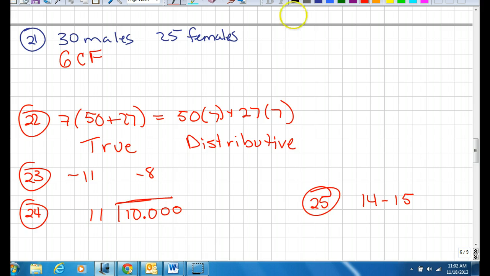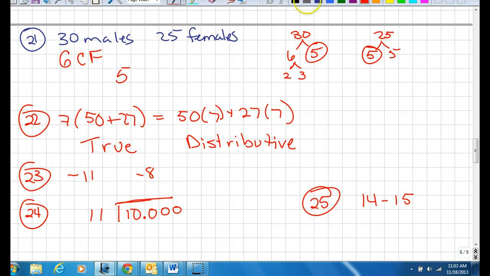So what we're going to do is a factor tree of both. 30. What goes into 30? 6 and 5, and then 2 and 3. The other one is 25, and that's just 5 and 5. So what do they have in common? 5. So the greatest common factor they have in this one is 5.